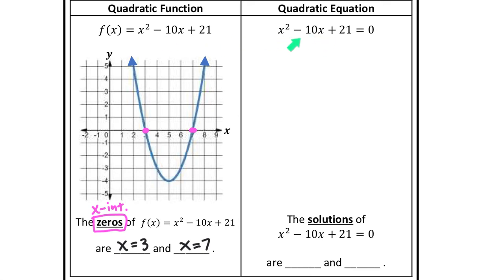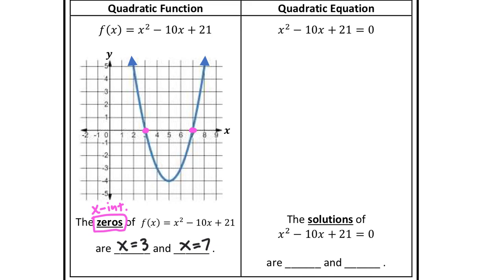But notice over here, I have the same equation. I have x squared minus 10x plus 21, and then I have x squared minus 10x plus 21. So it's the same equation, but one of them has an f of x, which means I can graph that. The other one is equal to 0. It means it's an equation. So I have a quadratic function because I have this f of x notation, and on the right I have a quadratic equation because it's equal to 0 or a number.